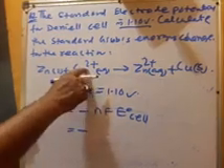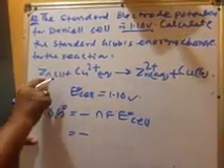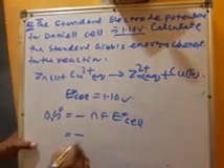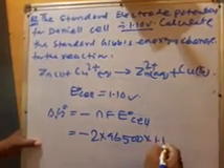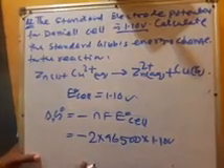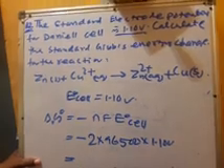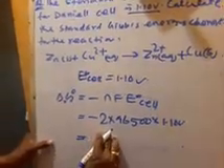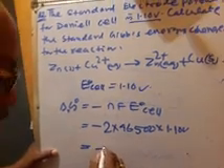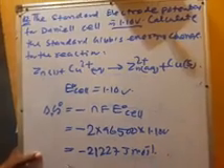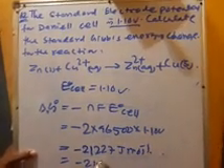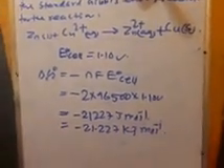Again, the number of electrons transferred is 2. Two electrons are gained by the copper ion to form copper solid, or each atom of zinc gives 2 electrons to form Zn2+. So n is 2, into 96500, into E°cell 1.10 volt. By multiplying you can get the value, which is found to be −212300 joule per mole, which is equal to −212.3 kilojoule per mole. This is the standard Gibbs energy change for this reaction.